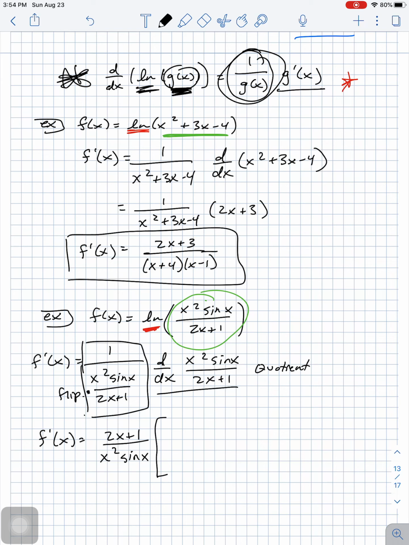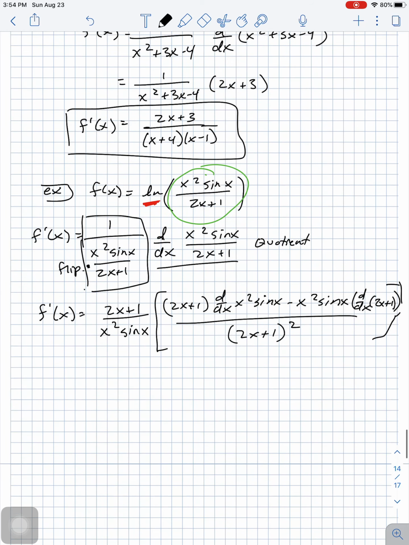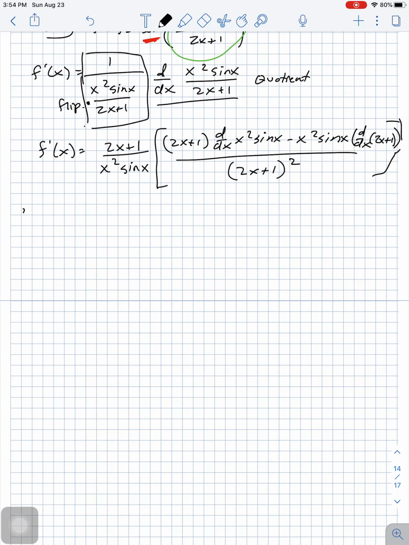And now I'm going to do the derivative of this quotient. So low d high minus high d low, square the denominator, away we go. Okay, so this 2x plus 1 hangs out over x squared sine x.